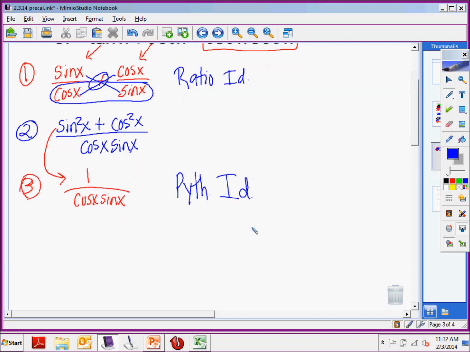How did I get this? Your identity, Pythagorean. Look on your paper. What's cosine squared plus sine squared? It's equal to 1. That's why I wrote Pythagorean. So do we just leave it like that? No, you have to make it equal to the other side. Why would you leave it like that?